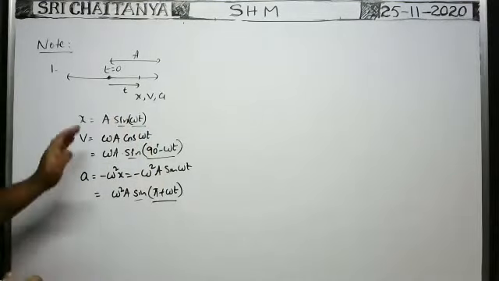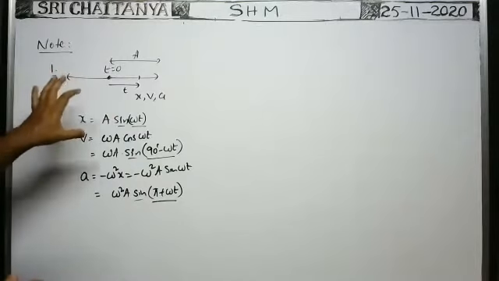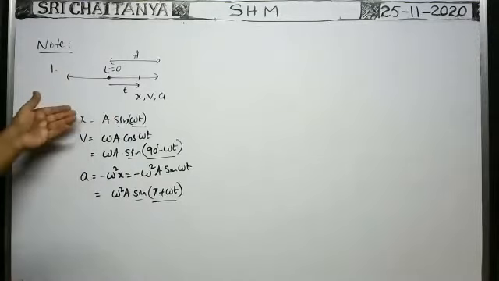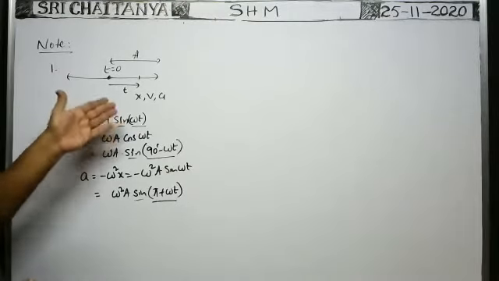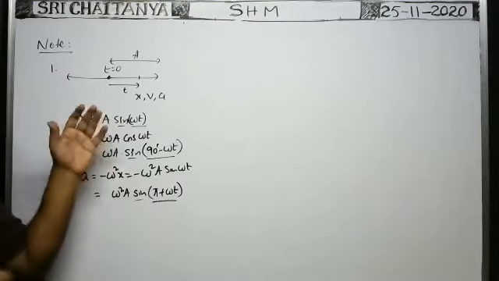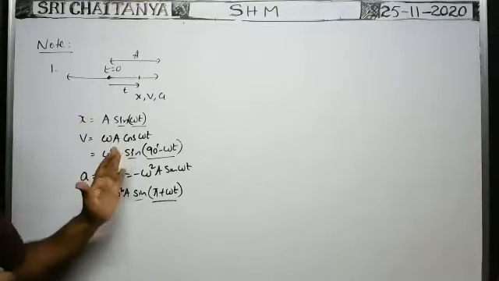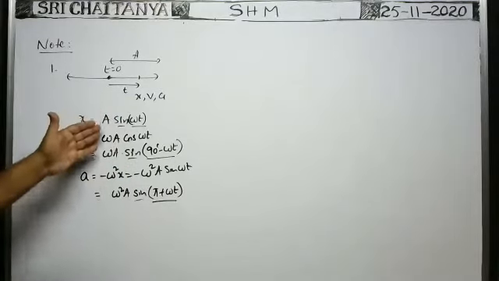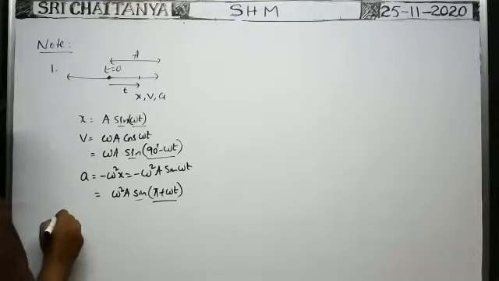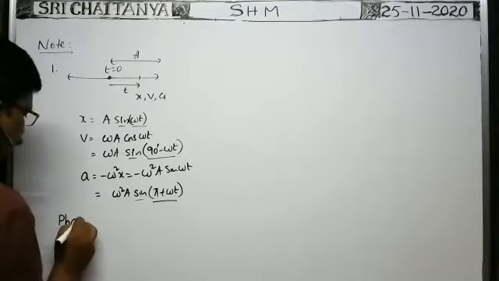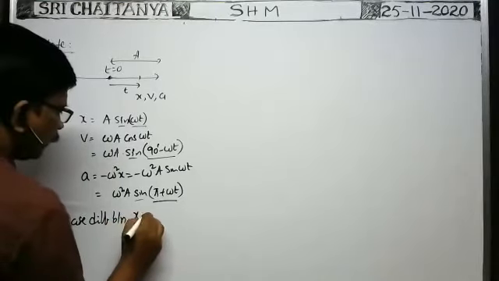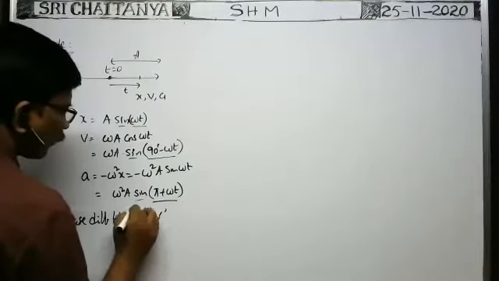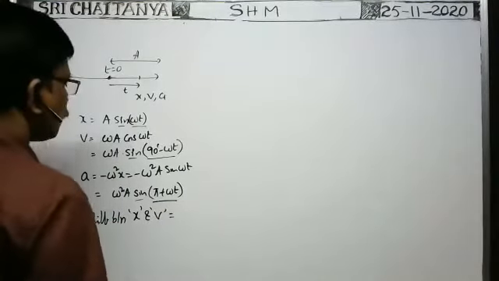Now when you have written, if you want to find the phase difference between any two physical quantities, all trigonometric functions must be of the same type. All must be either positive or negative. Of course, we have converted all in terms of positive quotient. Okay, now the phase difference between displacement and velocity. Phase difference between displacement and velocity.